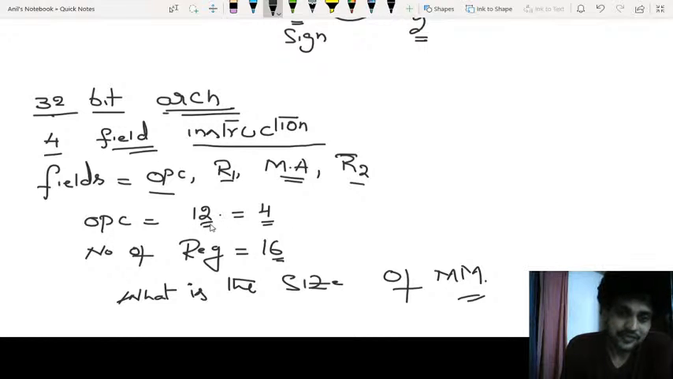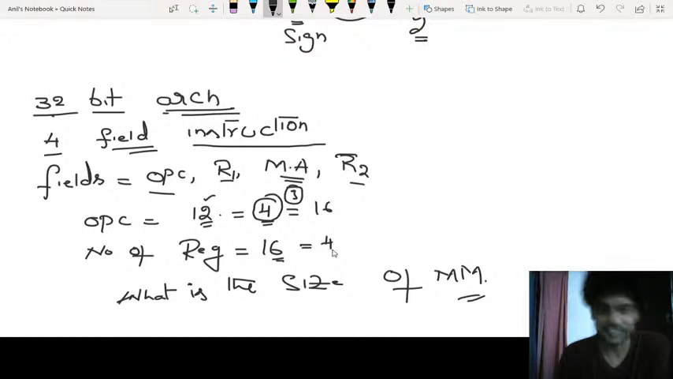See, opcodes are equal to 12. If you want to represent 12 different opcodes, I do require 4 digits. 4 will give you 16, but all the combinations will not be used. Anyhow, we do require 4 digits in order to represent 12 opcodes. If I simply use 3 digits, 3 digits are not sufficient. If I use 4, it will be more, but fine. I do require a 4 digit opcode. The next thing is number of registers is equal to 16, so the register field will take 4 digits. So I will write it here.